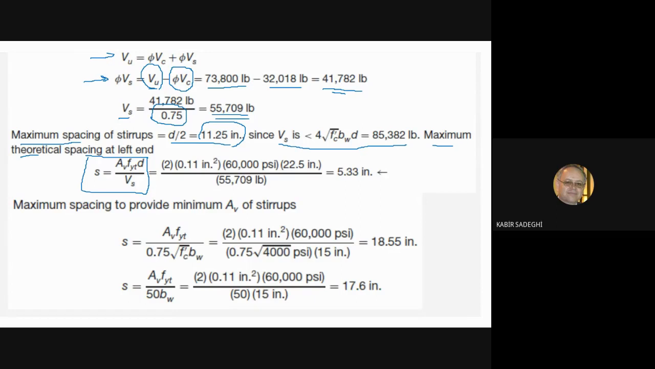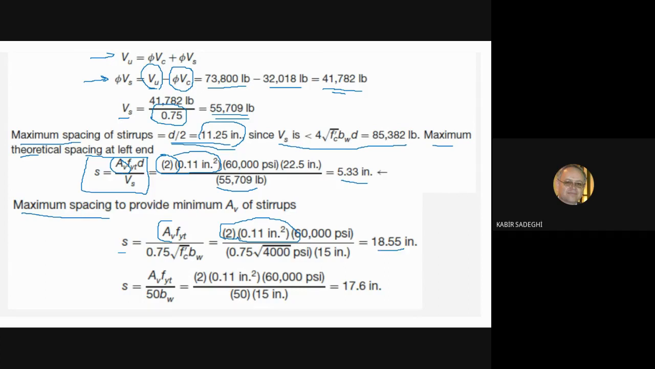Don't forget AV is 2 times the area of one stirrup. We apply the values and the Vs that we calculated, we find one value for S here. And checking the maximum spacings rather than D over 2, we find another S as we saw. Again, don't forget AV, 2 times the area. Why am I repeating and insisting? Because I saw in exams some students make mistakes. Some of them put 2 AV, some of them not. All of them is 2 AV.